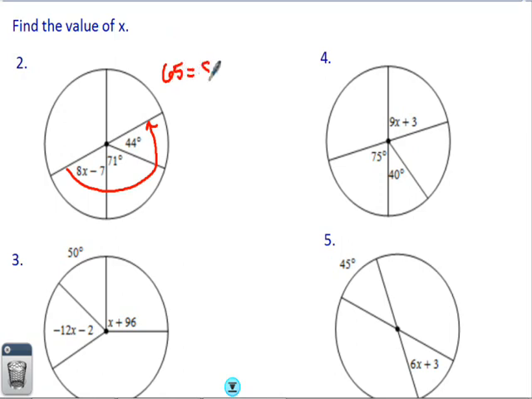65 equals 8x minus 7. Again, I got that 65 from 180 minus 71 minus 44. Okay. Then I'm going to add 7 to both sides. I get 72 equals 8x, so x equals 9.